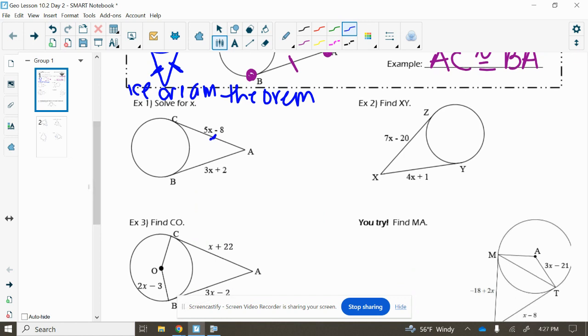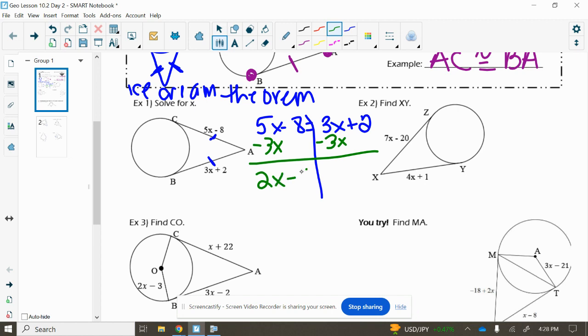So we know that in order to solve for x, we could set 5x minus 8 equal to 3x plus 2. So we could subtract the smaller value from each side. We end up with 2x minus 8 equals 2. Add the 8 and divide by 2. X is going to be 5 for our first example.